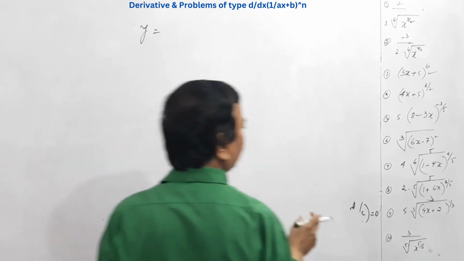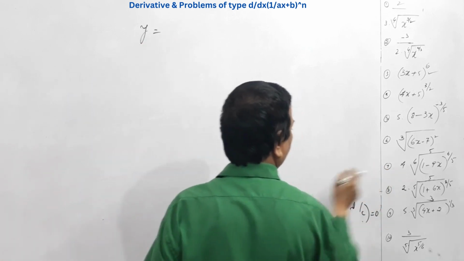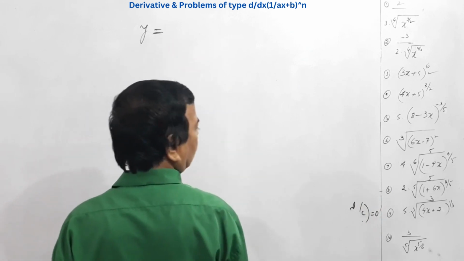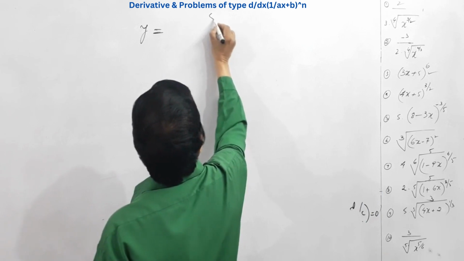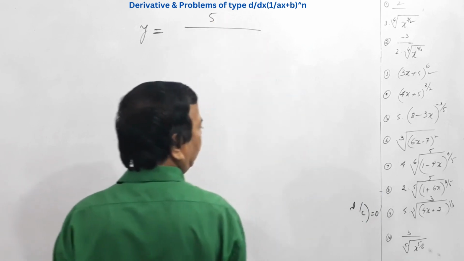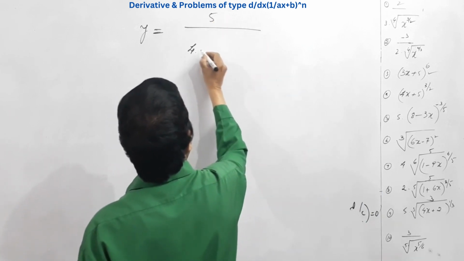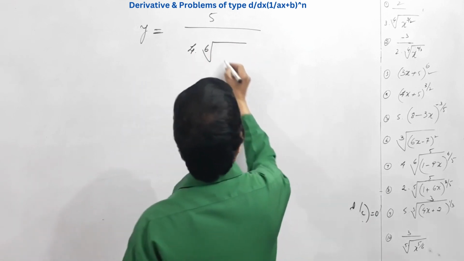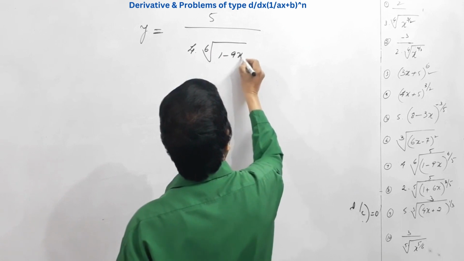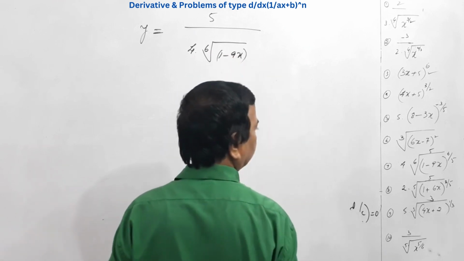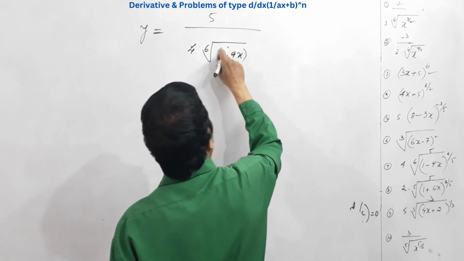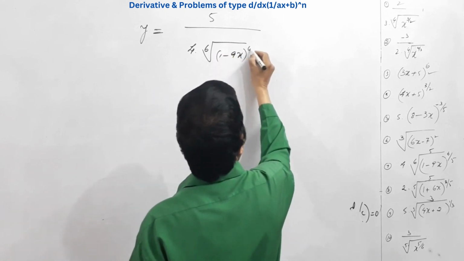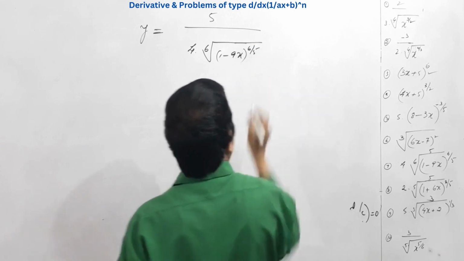We will go for the next problem: y equals 5 by 4 into sixth root of 1 minus 9x to the power 6 by 5.